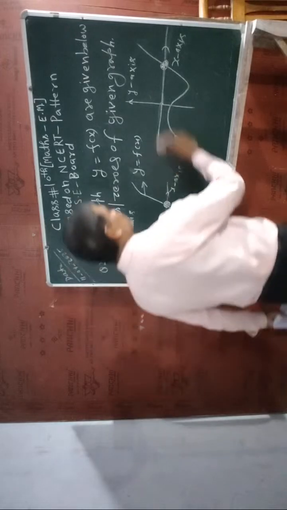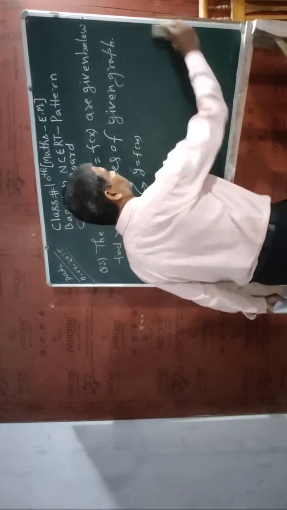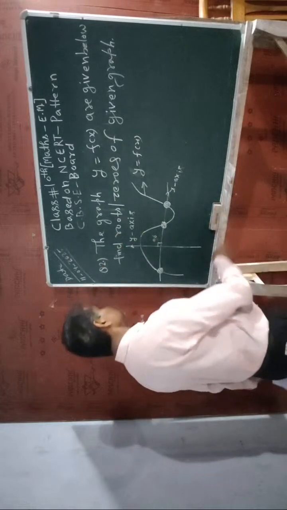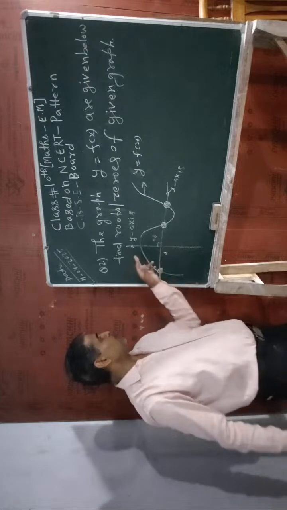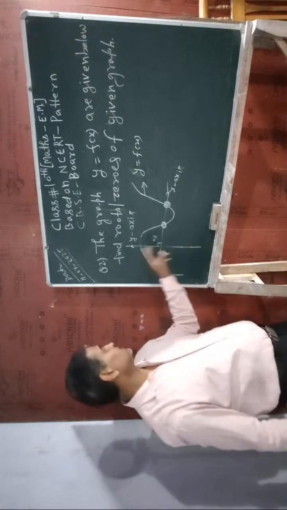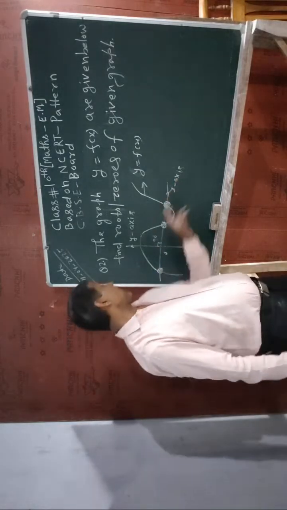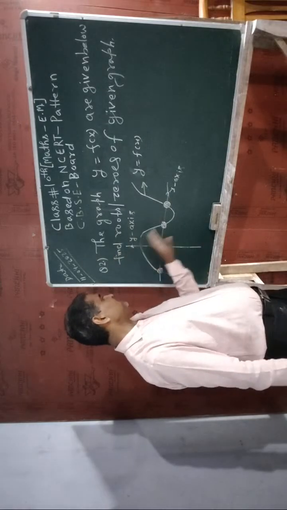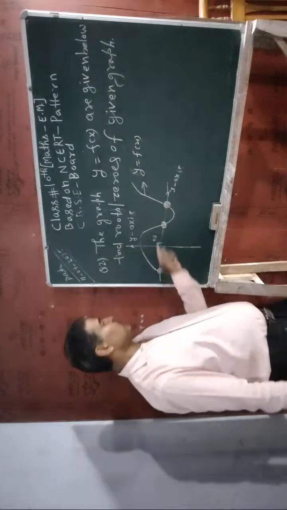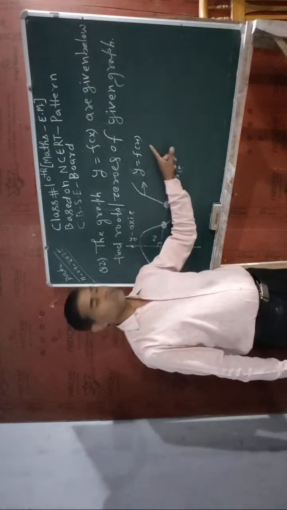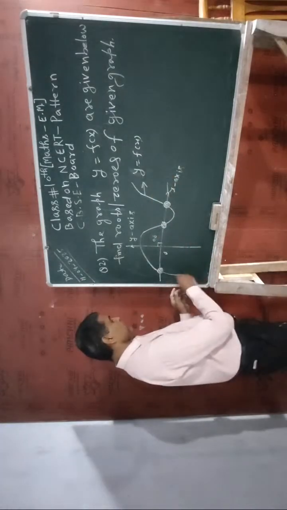Now this previous diagram I am going to erase. So this is the origin. Now here I have written one is the x-axis, and the other is the y-axis. The y-axis is also perpendicular to the x-axis. Now one is the curve whose name is y equal to f(x), and this curve I have drawn like this.